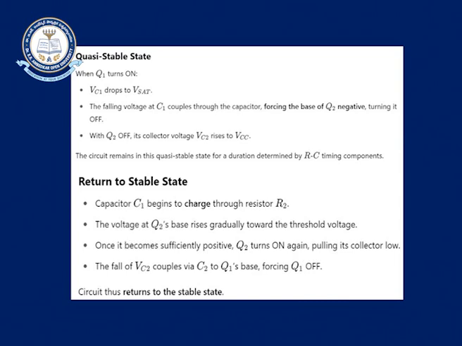From the diagram you can easily observe the voltage at transistor Q2 rises gradually toward the threshold voltage. Okay. And when it becomes sufficiently positive, Q2 is in on condition again, pulling the collector voltage down, which falls at Vc2, and coupling via capacitor C2 to the base of the transistor Q1, Q1 is in off condition. So thus it returns to the stable state here.